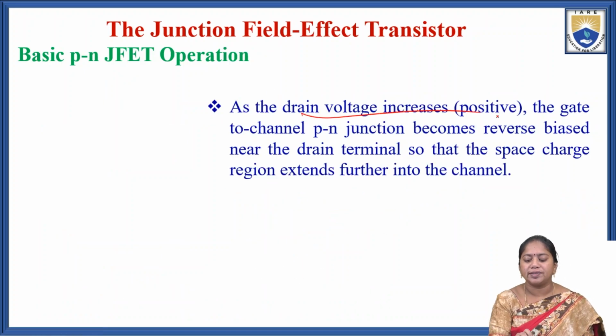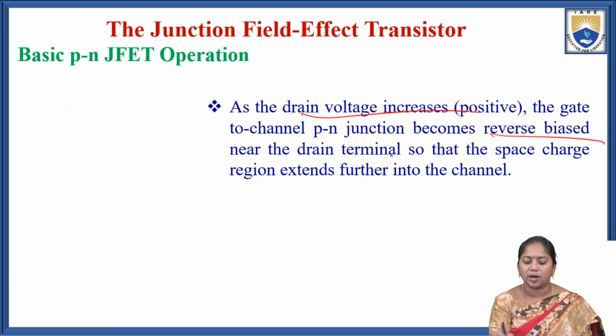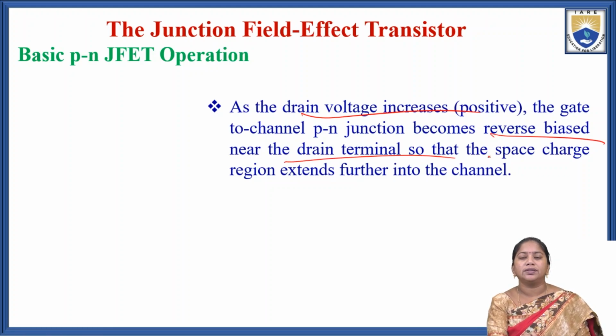As the drain voltage increases positive, the gate to channel PN junction becomes reverse biased near the drain terminal, so that the space charge region extends further into the channel.